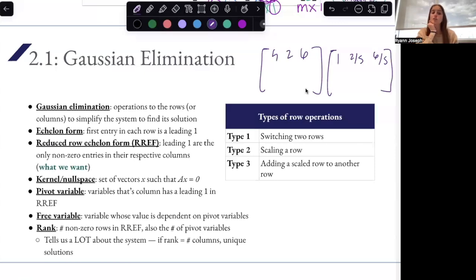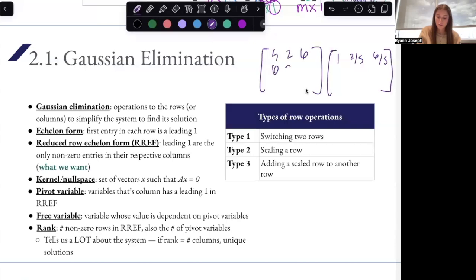However, in this class, we really want to get to something called reduced row echelon form, abbreviated RREF. I will just refer to that as RREF because I'm going to say it a lot in this class. Reduced row echelon form is when the leading one in each row, meaning going from left to right, the first non-zero value, is a 1, just like with echelon form. But they're the only non-zero entry in their respective columns.